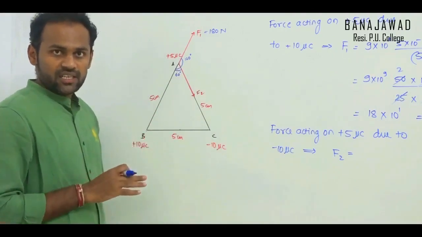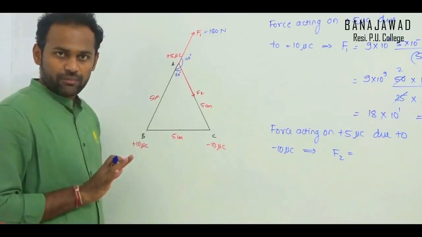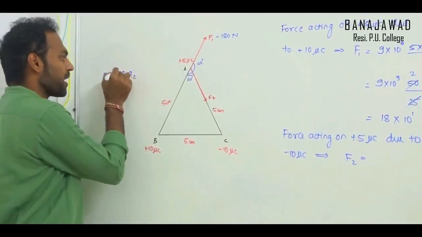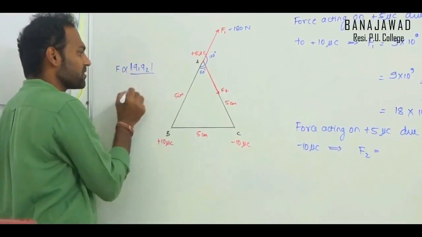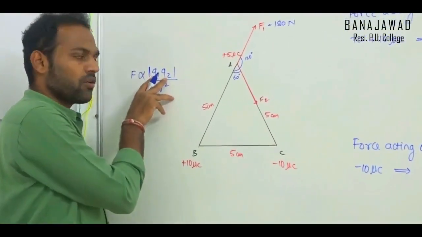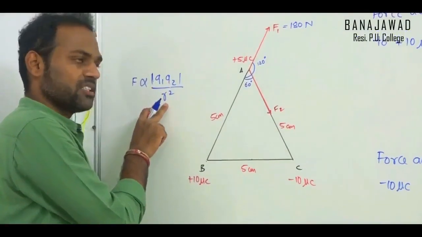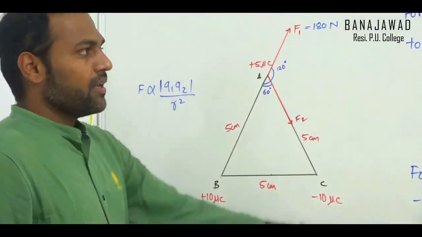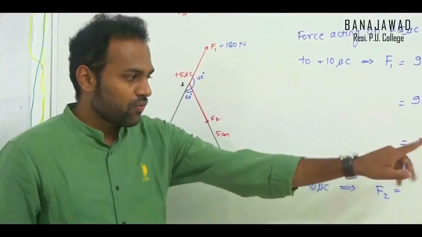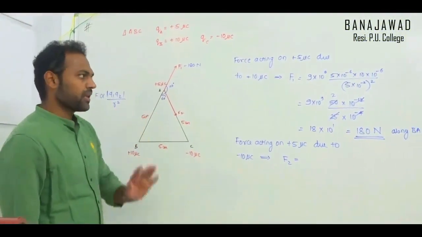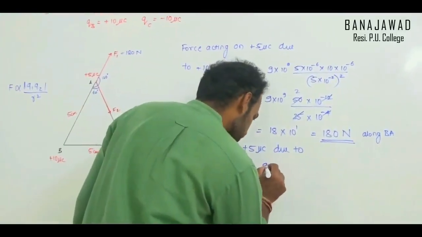If charges and distance are the same, then the force has to be the same, because we know that F is directly proportional to the product of the magnitudes of the two charges and inversely proportional to the square of the distance between them. So here F1 is 180 Newton, which means F2 will also be 180 Newton. If you want, you can calculate it, and you will get the same thing.